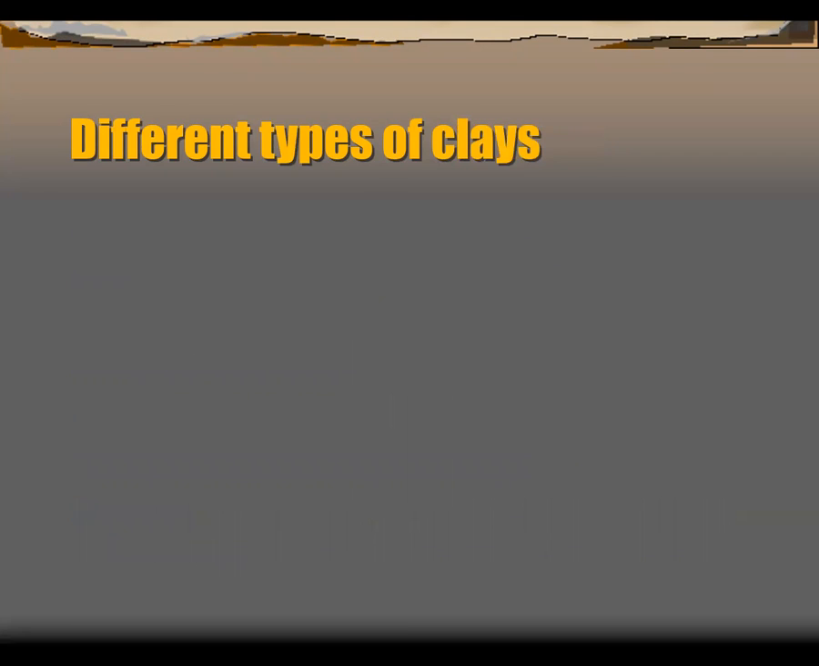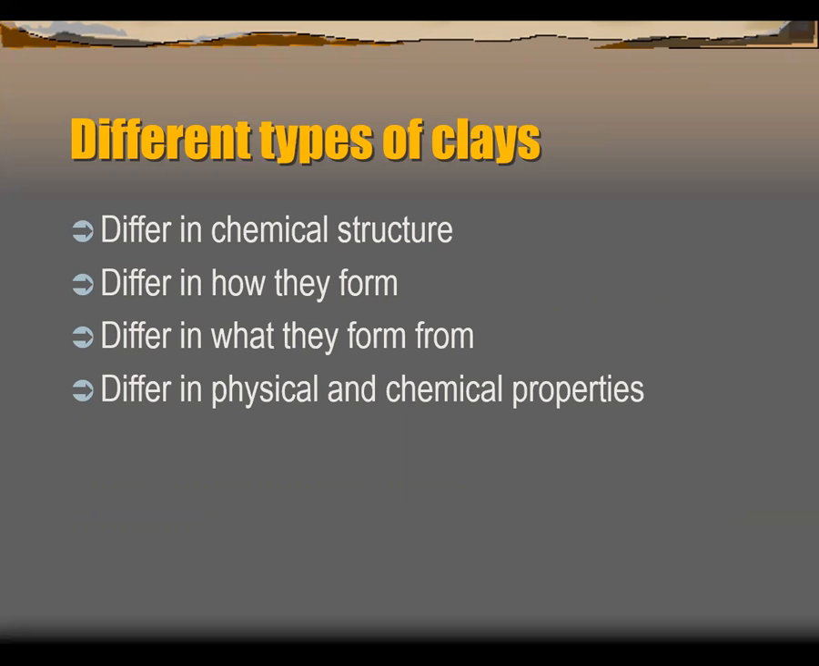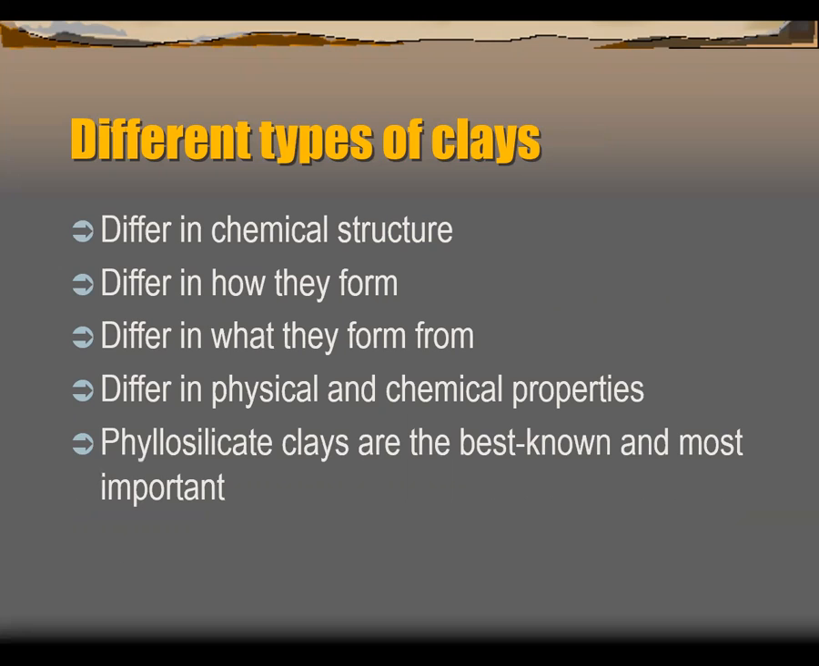So the different clays are going to differ in their chemical structure. They're going to differ in how they formed. They're going to differ in what they formed from. So what is their parent material? They're going to differ in their physical and their chemical properties. And like I said, the best known and the most important of these tend to be the so-called phyllosilicate clays.